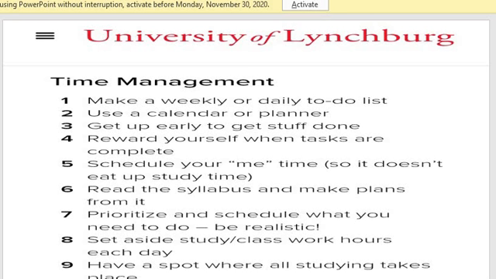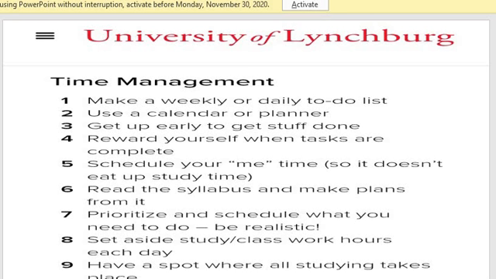Next is read the syllabus and make plans from it. ये बहुत ही अहम टॉप पॉइंट है। तो इस पे आपने सिलेबस को रीड करना है और अपने प्लान सेट करने हैं. Then mold yourself to achieve these targets.